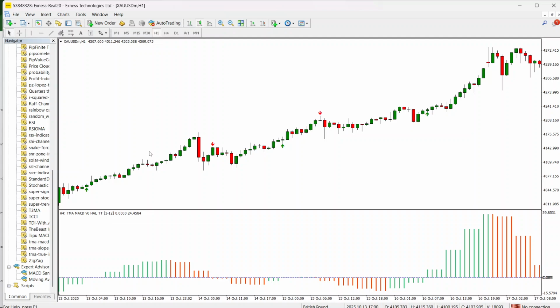The TMA MACD indicator is suitable for trend followers who need momentum confirmation, scalpers on lower time frames capturing micro movements, and reversal traders looking for divergence between histogram and price action. Its strengths include reduced false signals through TMA smoothing, clear histogram and arrow visualization, adaptability across currency pairs, commodities, indices, and cryptocurrencies, and combination of two strong indicators in one tool.